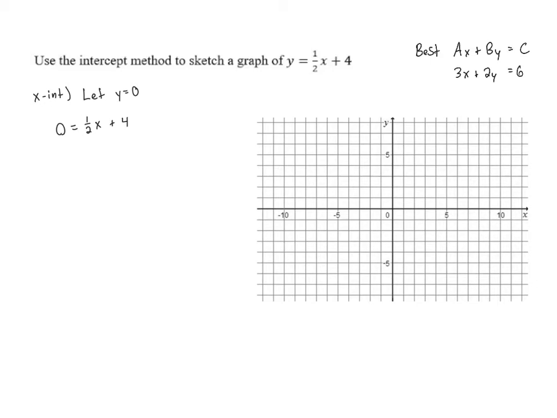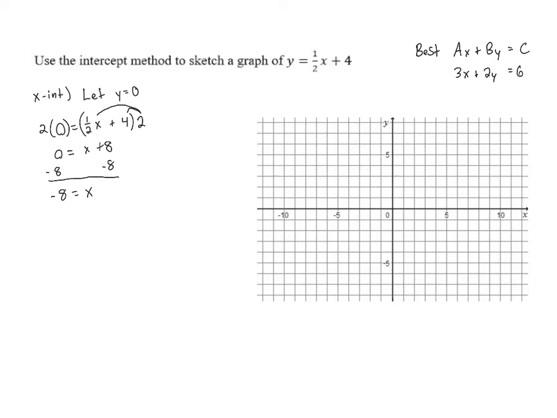We have an equation that has a fraction in it. Whenever we have an equation with fractions, we can get rid of them by multiplying both sides by the LCD. In this case, the LCD is 2. If we multiply both sides by 2, that gives us 0 on the left. If we distribute the 2 on the right, 2 times 1/2 x is just x, and 2 times 4 is 8. So we have 0 equals x plus 8. If we subtract 8 from both sides, this gives us -8 equals x.